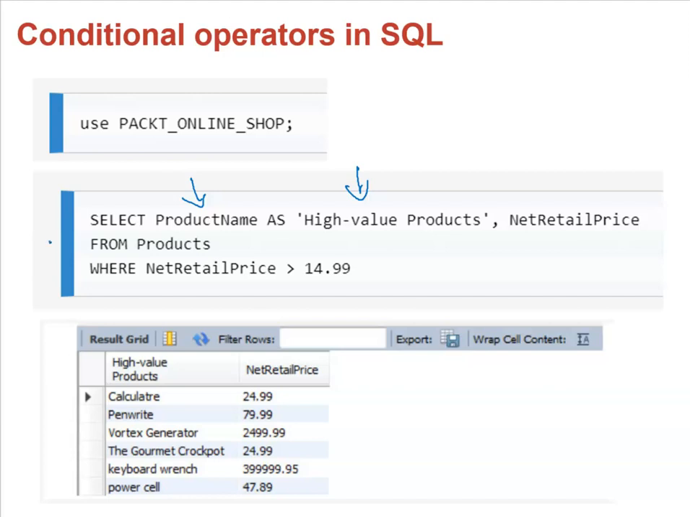And so the table is products, and this is the where condition. So now you're applying a condition on the net retail price. You're printing out that column also, and then you're applying a condition on that column also, and you want to print out all the products with the price greater than $14.99. And so you can see that this is the product name column with its alias, and this is the net retail price column with all the products greater than $14.99.